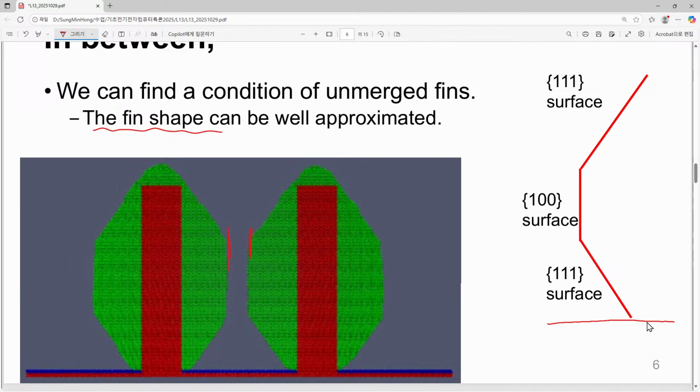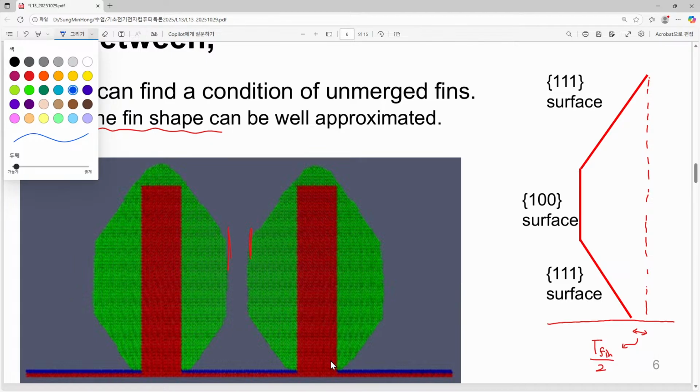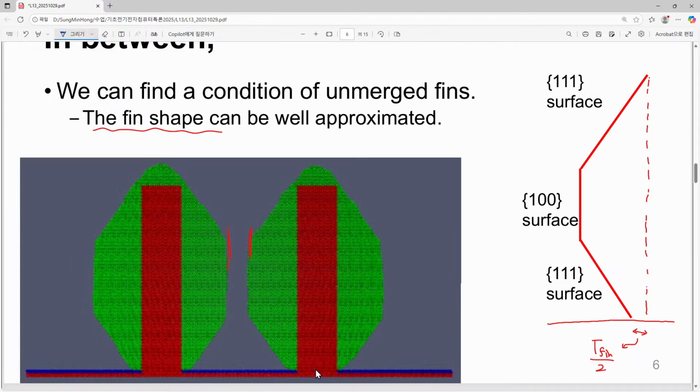So starting from here, for example, let's say this is just half of our fin thickness. So where are we now? We are now talking about the position, for example, corresponding to this one. This one is corresponding to this one. And if we proceed half of the fin thickness, then we will have the starting point of our fin shape. So we will have, of course, here.